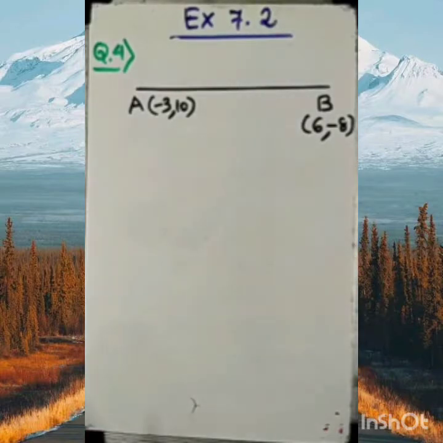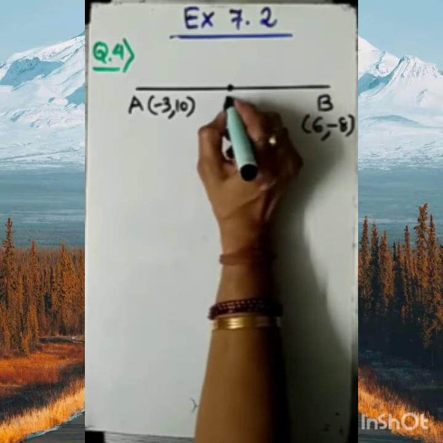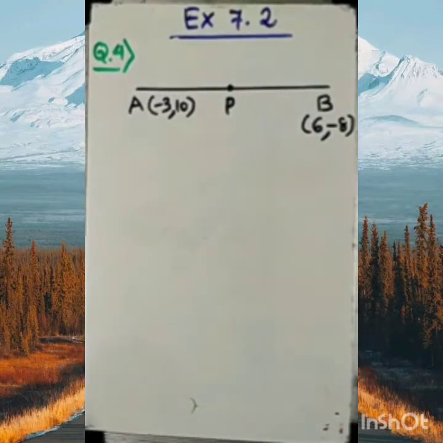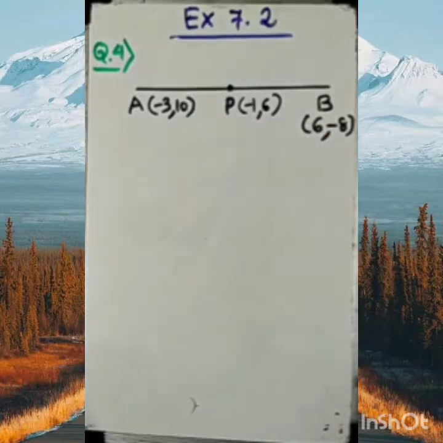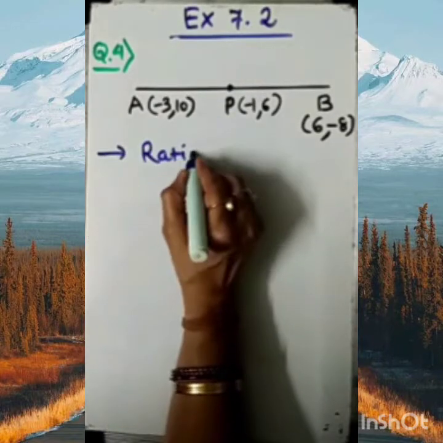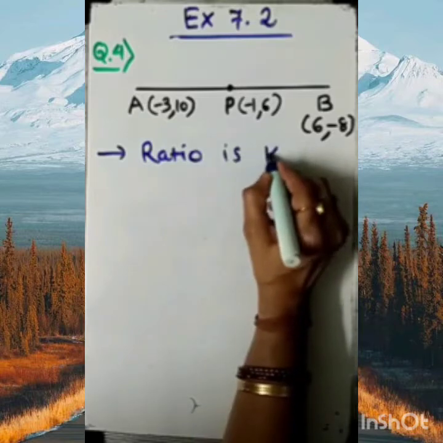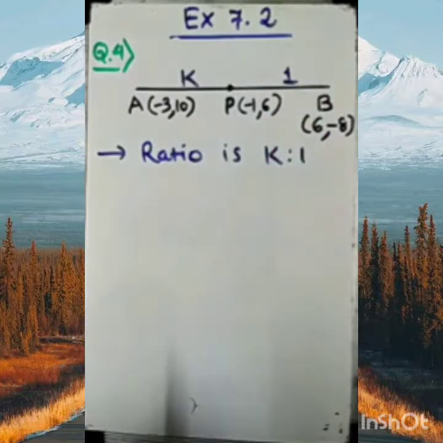And here somewhere the point P lies. It is not given where, but it is given that point P lies on AB, and we need to find the ratio. The coordinates of this point are (-1, 6). We do not know the ratio. So dear student, in such a question we need to take a ratio. As always remember, the ratio is k is to 1, as a constant term we are finding.